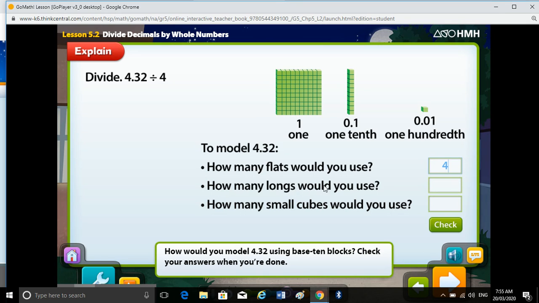How many longs would you use? Longs mean tenths. I have 3 tenths. And one more question. How many small cubes would you use? The small cubes mean hundredths. How much do I need? 2. Let's check the answers together. That's right. 4 flats, 3 longs, and 2 small cubes represent 4 and 32 hundredths.